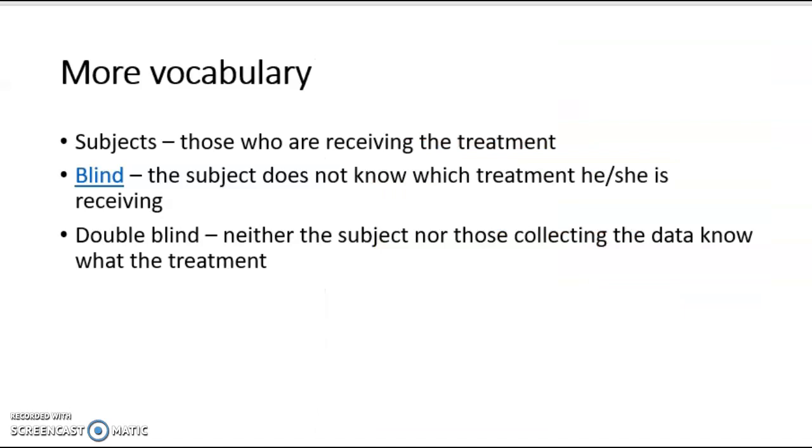More vocab here. The subjects are those who are receiving the treatment. And then you've got two options for blind and double blind. If the subject does not know which treatment they are getting, then that's considered blind. If neither the subject nor the people collecting the data know what the treatment is, then that's considered double blind. Okay?